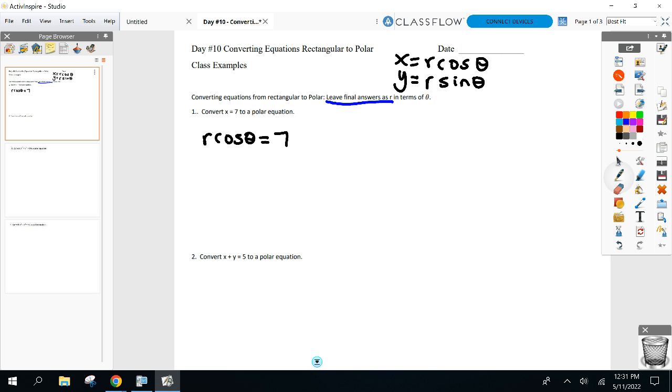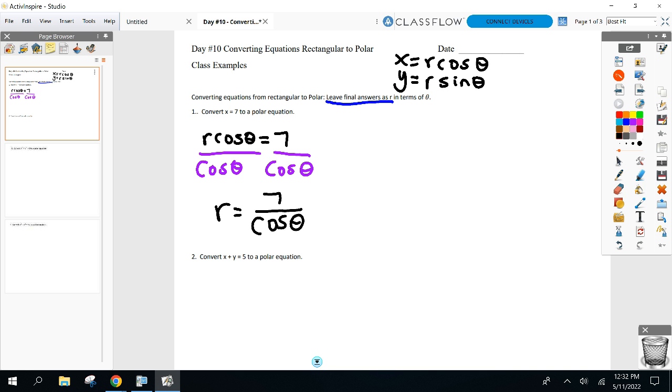So get your algebra skills out. How do I get rid of that cosine theta? What's happening between r and cosine theta? We multiply. How do you get rid of it? Divide both sides by cosine theta. So the polar form of x equals 7 is r equals 7 over cosine theta.